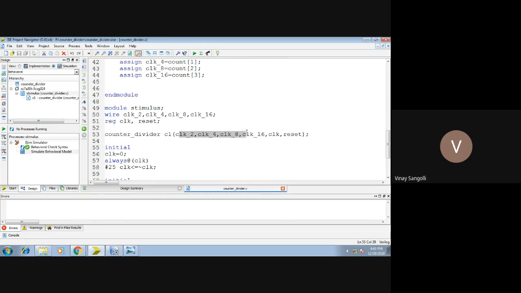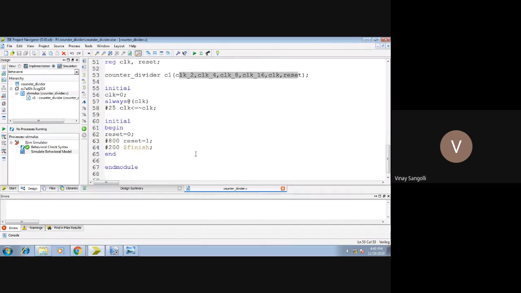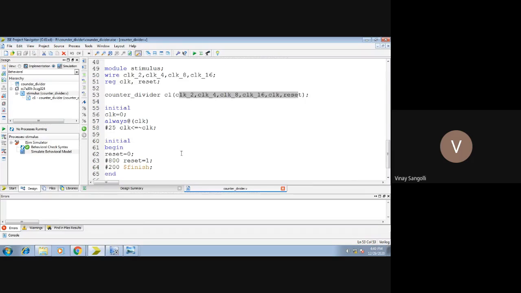And followed by all your inputs and outputs. You will be writing all the inputs and outputs. As you already know, we will be writing the initial statement for your inputs as well as outputs. So the first initial statement is for your clock. What we have done here in this initial statement, very simple, we have negated your clock. Whatever clock you have, the same clock, we are negating it.